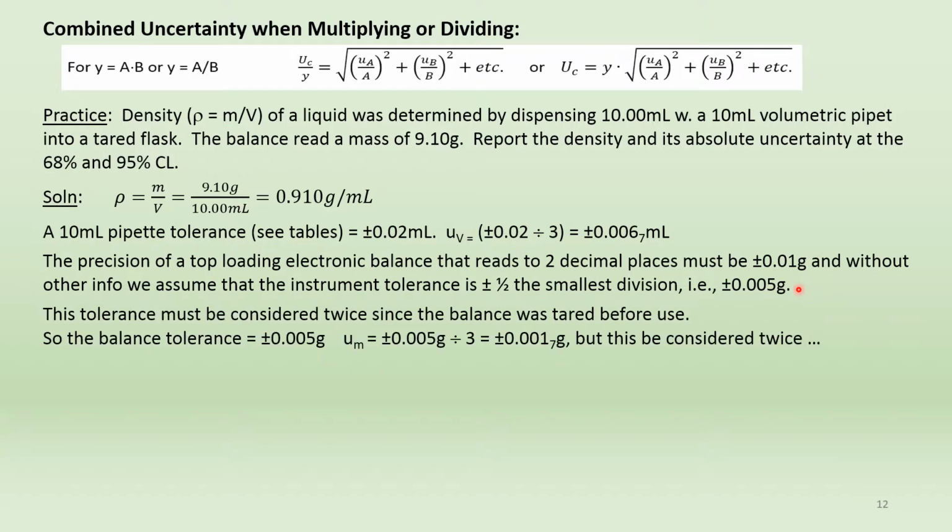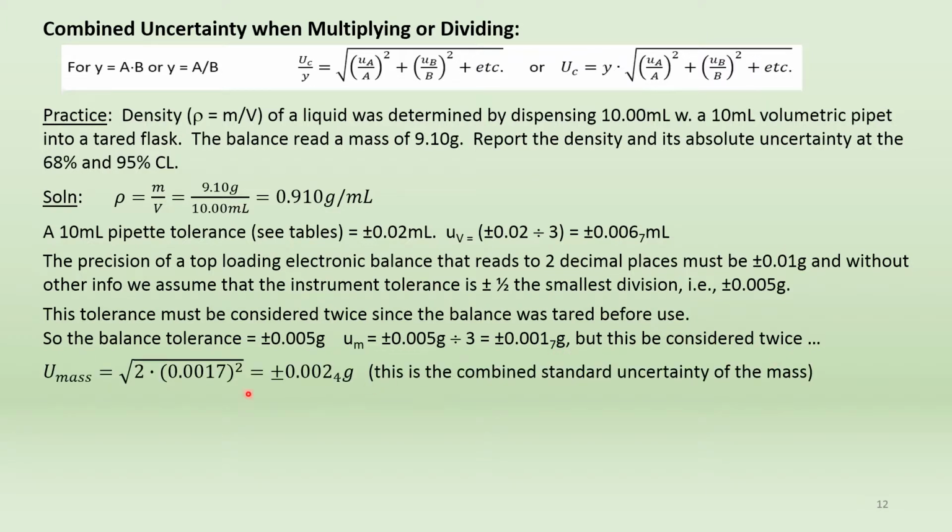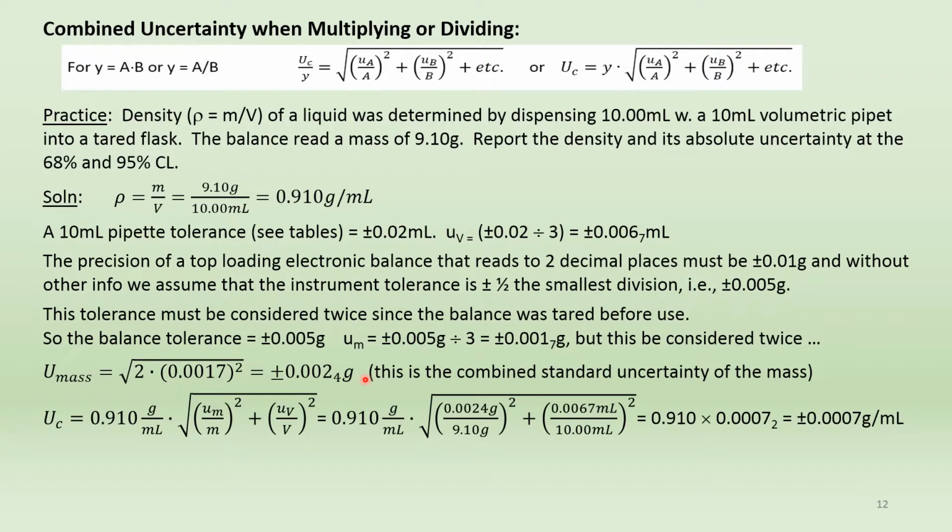However, whenever you use a balance, you must consider the tolerance twice because it needs to be tared before using it. So the balance tolerance is 0.005 grams. The absolute uncertainty, then, the standard uncertainty, would be 0.005 divided by 3, or 0.017 grams, and this needs to be considered twice, as we just said. So 2 times that, the standard absolute uncertainty on the mass will be plus or minus 0.024 grams.